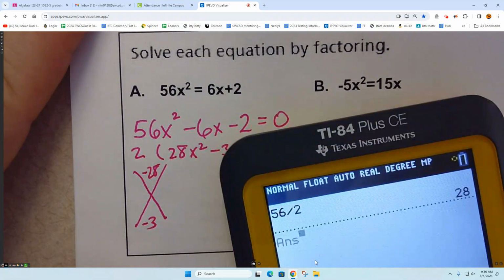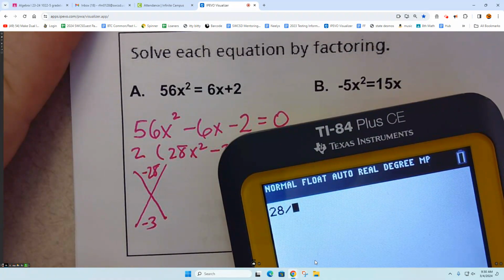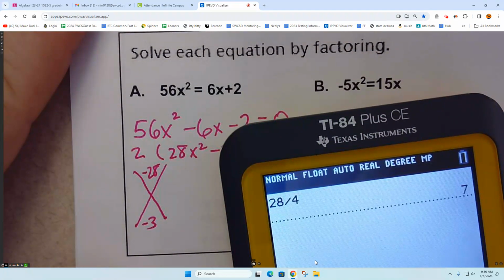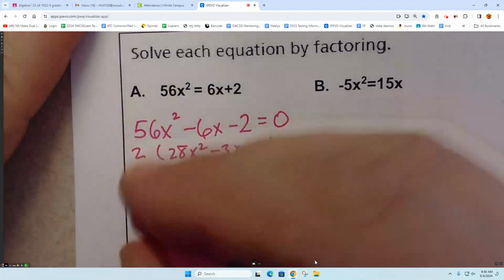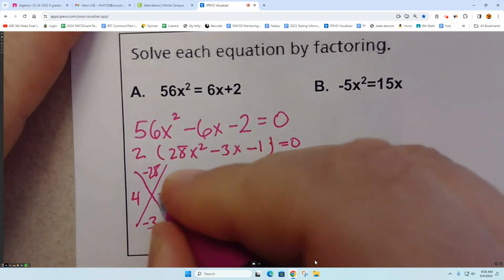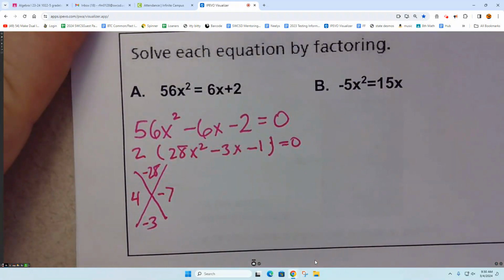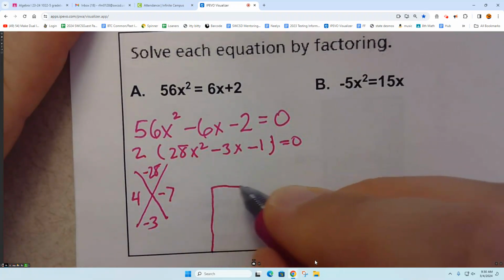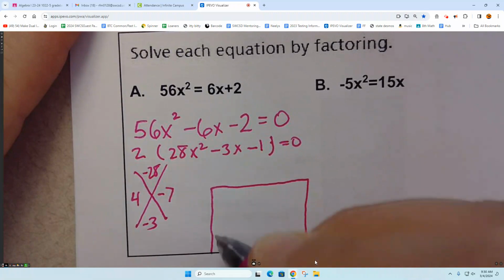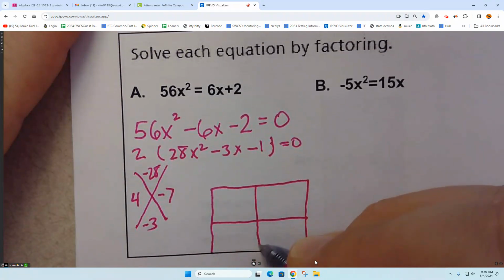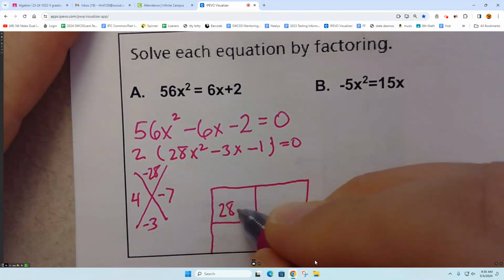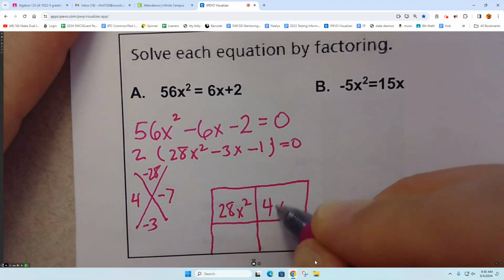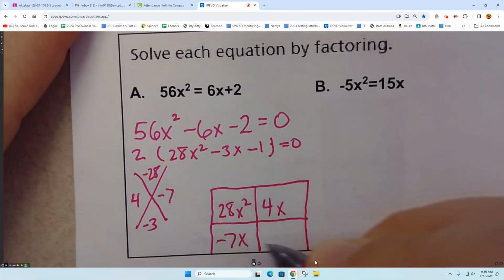I go to my calculator, and I'm like 28 divided by 4. And there we go. We got 4 and 7, where 7's negative. Yep. We have to use the box. Why? A is not 1. 28x squared, 4x, negative 7x, minus 1.